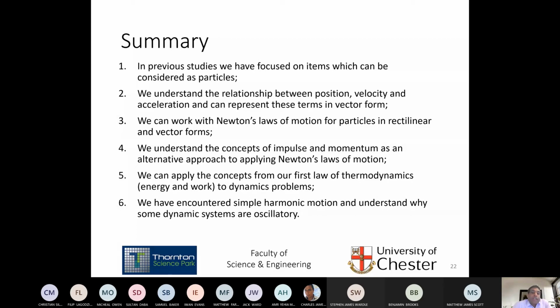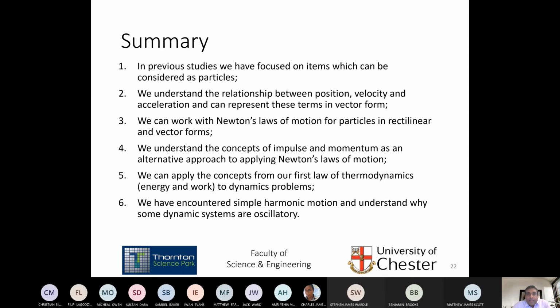We can also apply the concepts from our first law of thermodynamics, which is work and energy, to dynamics problems. And we have encountered simple harmonic motion and understand why some dynamic systems are oscillatory. Of course, we'll explore this further in this module.